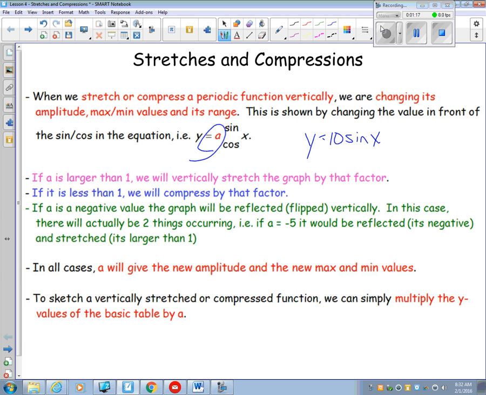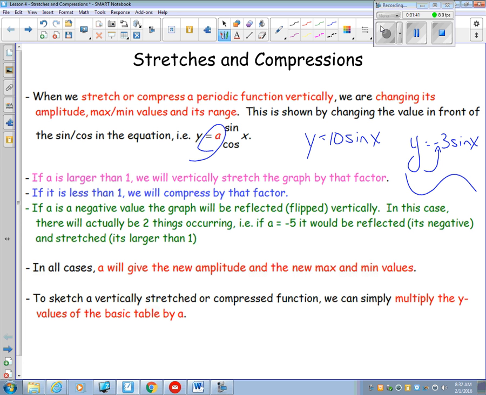So if we were to end up with something like y equals negative 3 sine x, the negative sign would reflect it. It would go down instead of up first. And the 3 would be a vertical stretch. So you'd actually have two things going on there. The nice thing about the a value is, as we said earlier, a is your amplitude. And because we're not moving things up or down, it also gives you your max and your min values.